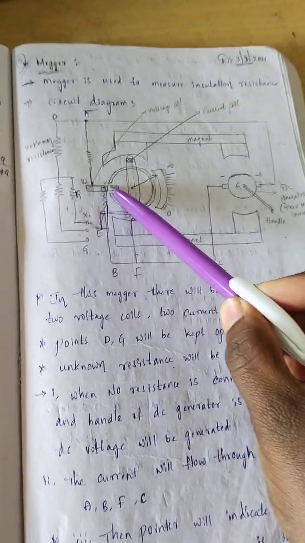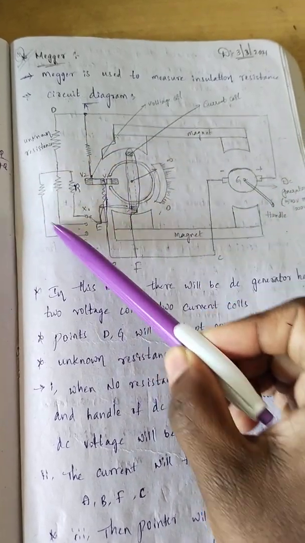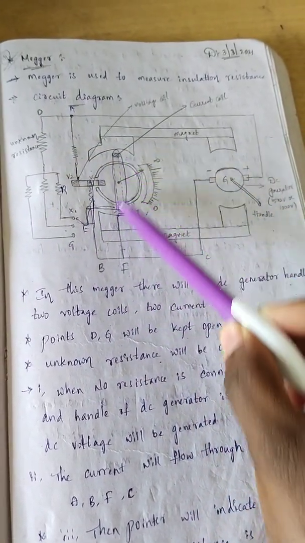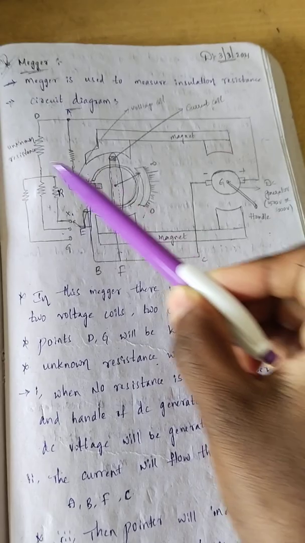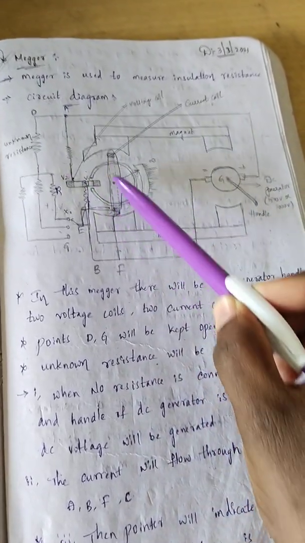So now here current is flowing in two paths. One is through this voltage coil, okay, and another one is through this unknown resistance and through this current coil and again through the negative. That means here current is flowing in two paths. One is through the voltage coil, another one is through this current coil.